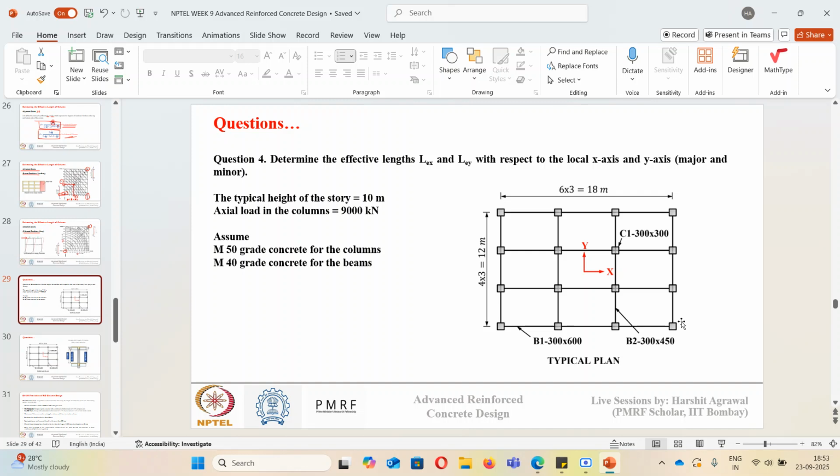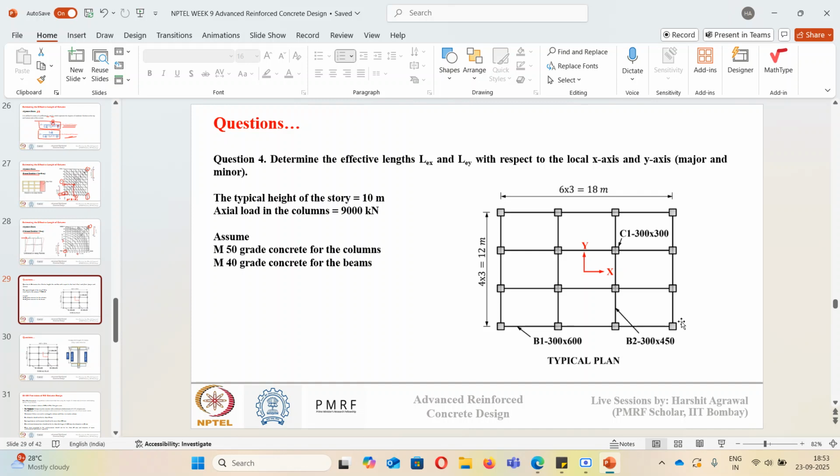Once I have this data of net moment of inertia of columns and beam, I will calculate the modulus of elasticity of column and beam. I know the grade of column and grade of beam, so modulus of elasticity will be given by 5000 under root fck. Then knowing all the values, I will calculate the delta u by v. We know the height of story, the lateral moment of inertia of column, the moment of inertia of beam, and the modulus of elasticity of column and beam.